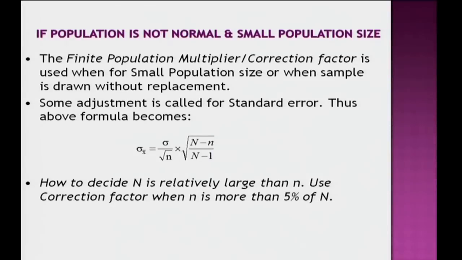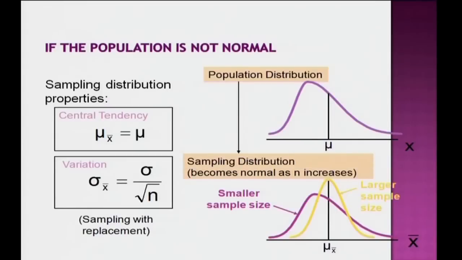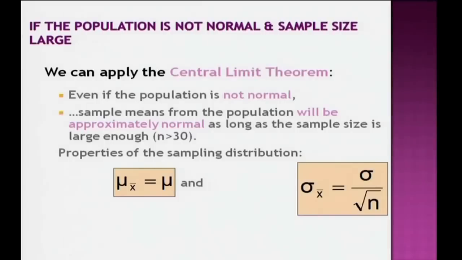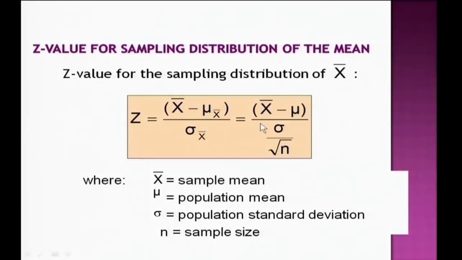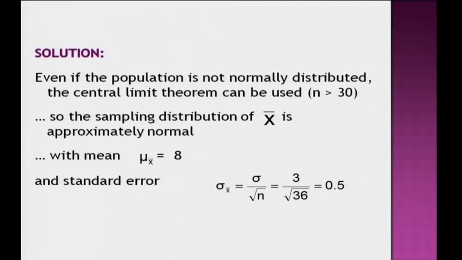So, the only difference would be in the Z calculation. Z would be now x bar minus mu divided by not just sigma by root n, but sigma by root n into the finite multiplier, and then the rest of the calculations are all the same. I hope it is clear.